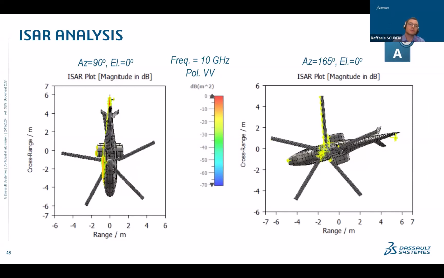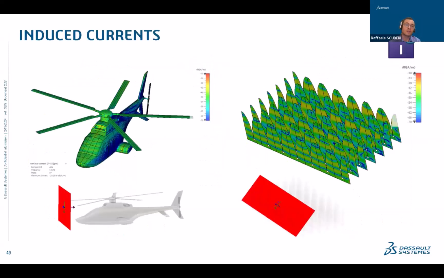And here there are also other radar images for this helicopter for different aspect angles, phi azimuth 90 or 165. Okay, so all these additional diagnostic tools help us really understand. And that's not all. Let me show you something else: induced currents.